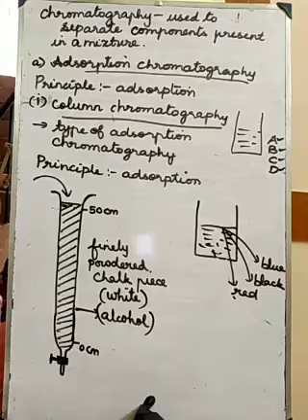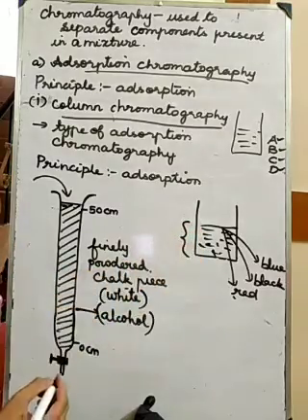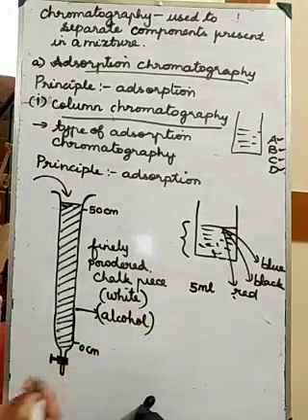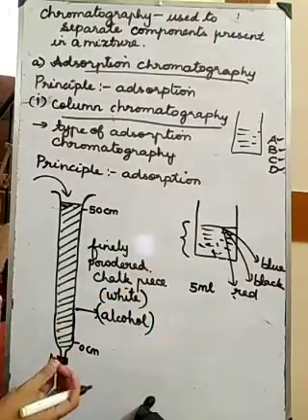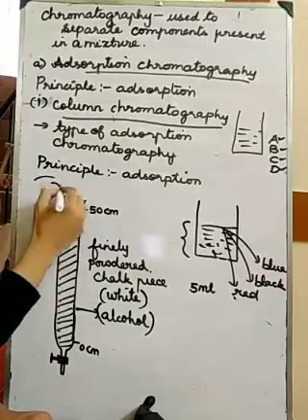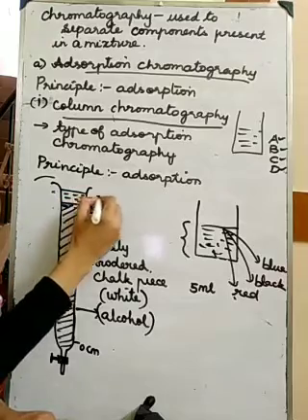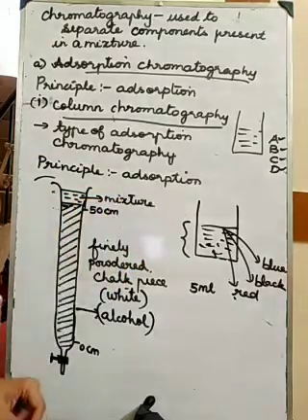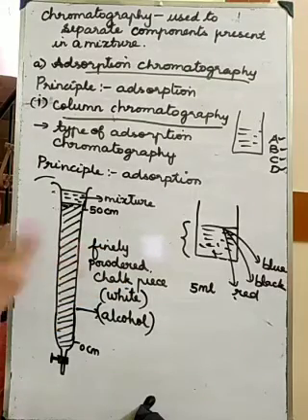Now what I am going to do is take this mixture, some 5 ml, or some 3 ml or 2 ml also. A little amount of the liquid I am going to add here. So the burette will be like this, and here I am going to add this mixture. Then I have to keep this burette as it is without disturbing it.